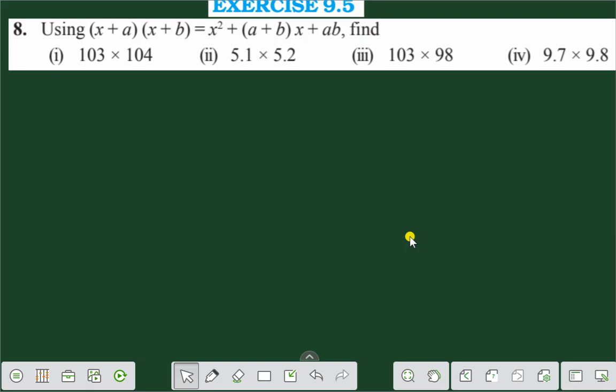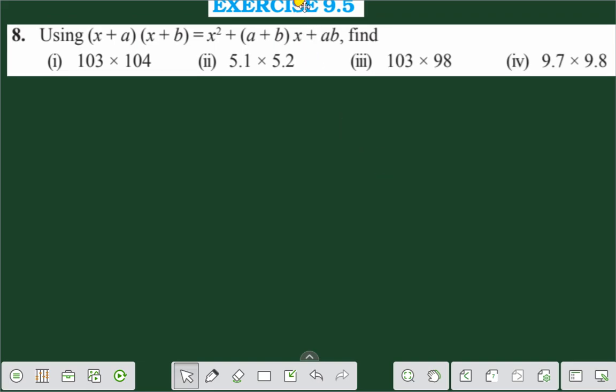Hello everyone. Today we shall discuss exercise 9.5 question number 8. Using the identity (x plus a) into (x plus b) is equal to x square plus (a plus b) into x plus ab, find 103 into 104. Let us find.